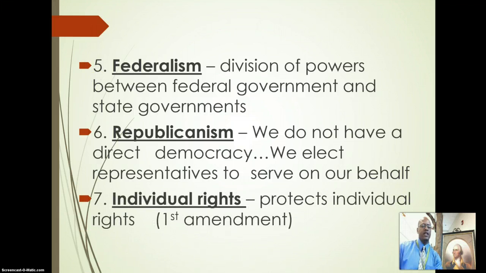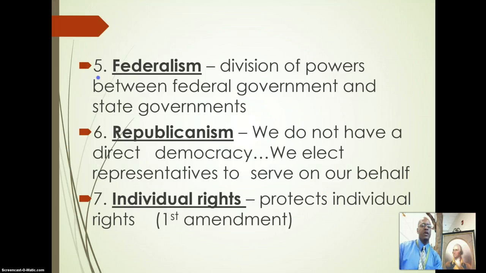And then lastly, this idea of individual rights, that individual rights are protected. First Amendment rights, freedom of speech, freedom of religion, press, those kinds of things we'll take a look at. But also the individual rights are spelled out in the Bill of Rights, and then those amendments that are added to that.